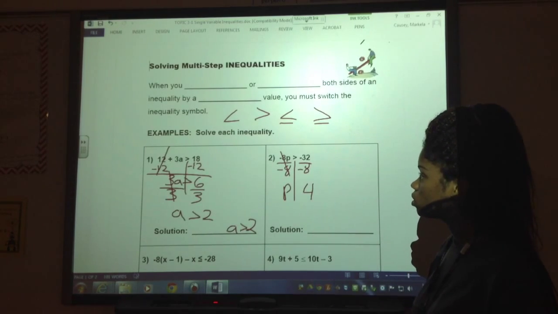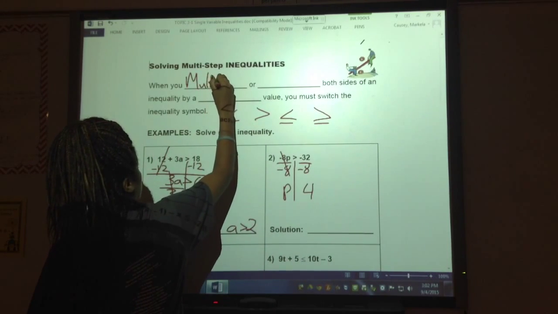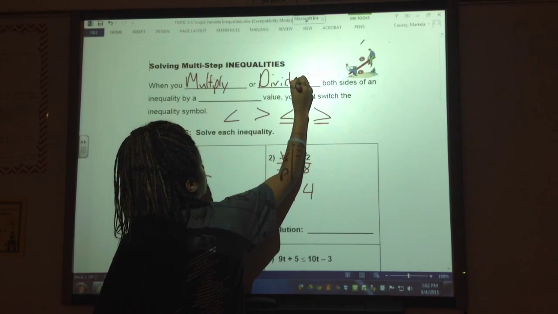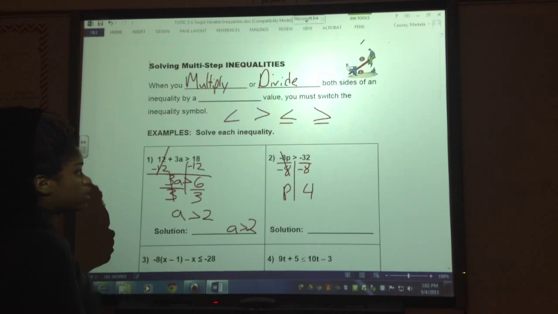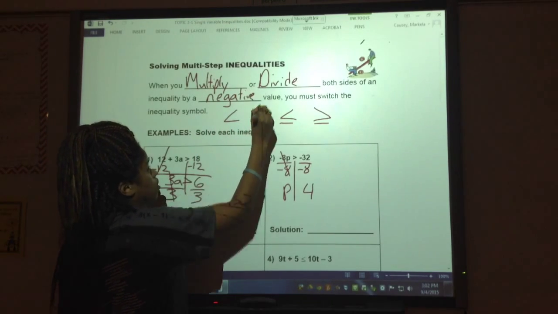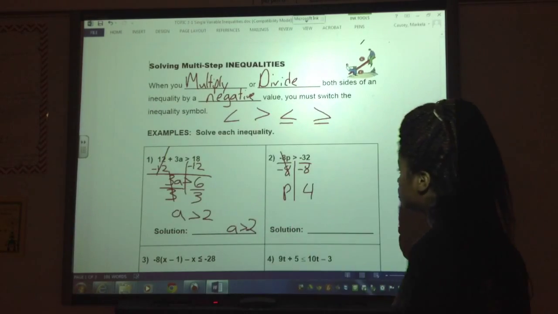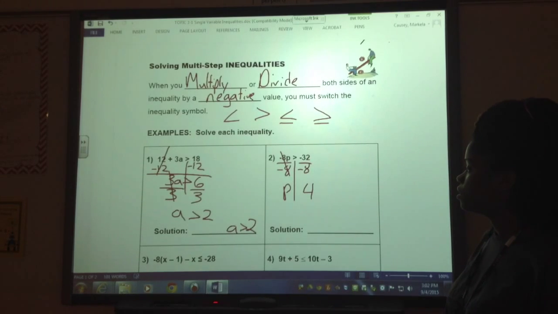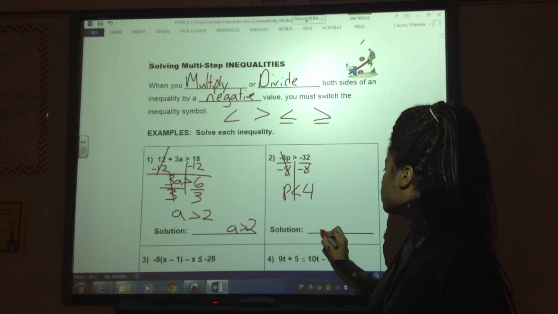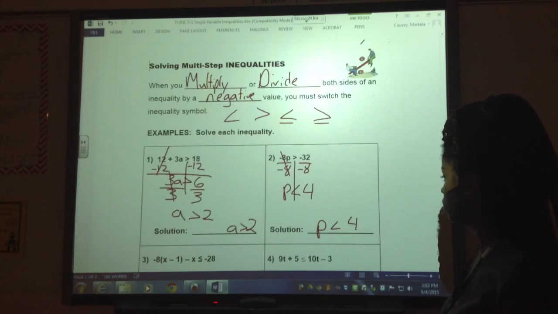There's a rule. When you multiply or divide both sides of an inequality by a negative value, you must switch the inequality symbol. So here I divided by negative 8. I have to switch this greater than symbol to a less than. So my answer would be 4 is less than p.